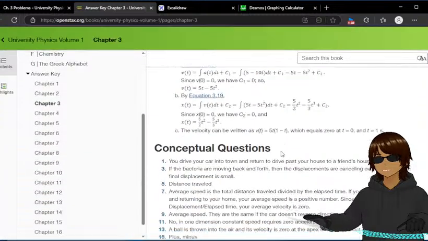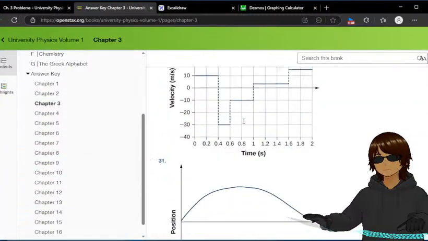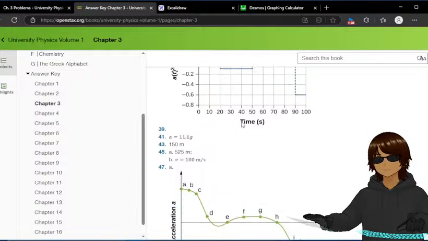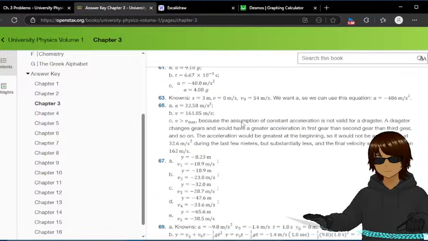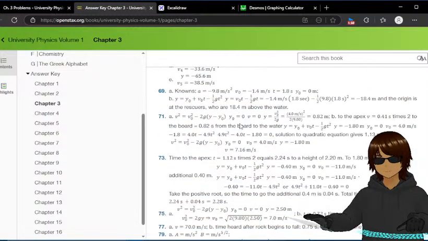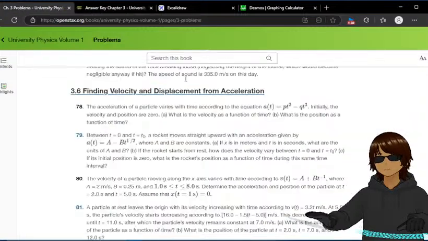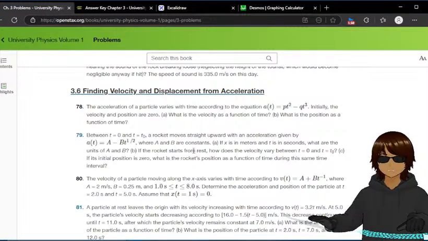Question 79. A is meters per second squared. B is meters per second to the power of 5 over 2. If the rocket starts from rest, how does the velocity vary between t equals 0 and t equals t naught?